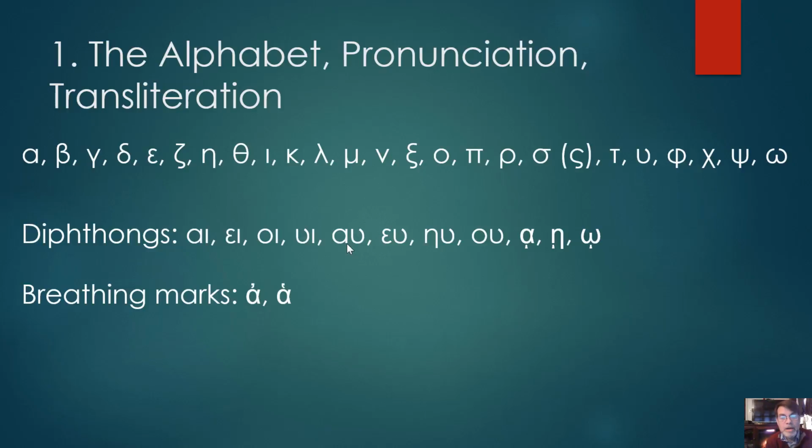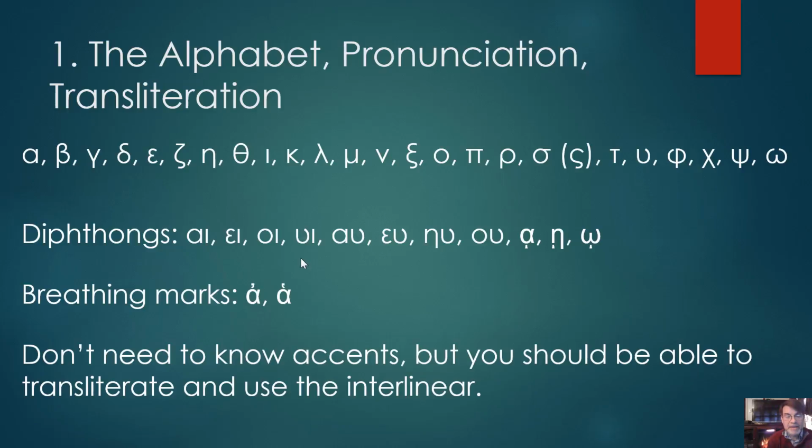It's important to know that if it's open, facing to the left, as in that first alpha, then there's no breathing. You just pronounce it "ah" as it is. But if it's rough, like the C, as in the second breathing mark here, see it's a little C on top, then you put an H pronunciation in front of it. "Ha." We didn't worry about accents, but you should be able to transliterate and know how to use an interlinear.